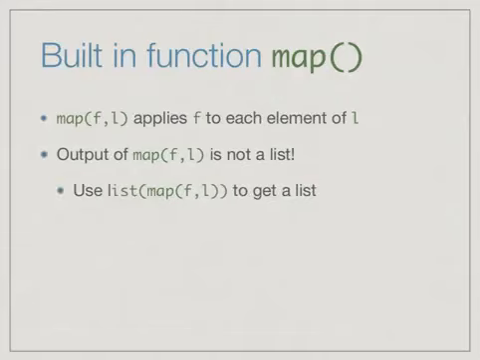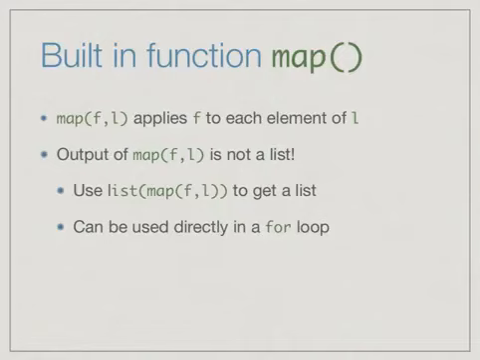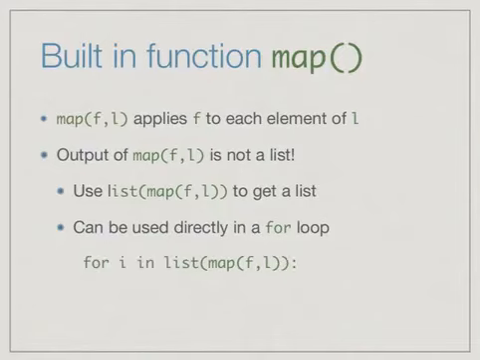So you need to use the list function like we did before. So you need to say list of map f L to get a list. And you can, however, use the output of map directly in a for loop by saying for i in list of map f L, or you can even say for i in map f L, this will work. Okay. So you don't need to use the list notation if you just wanted to index in a loop. But if you want to use it as a list, you must use the list function to convert it.